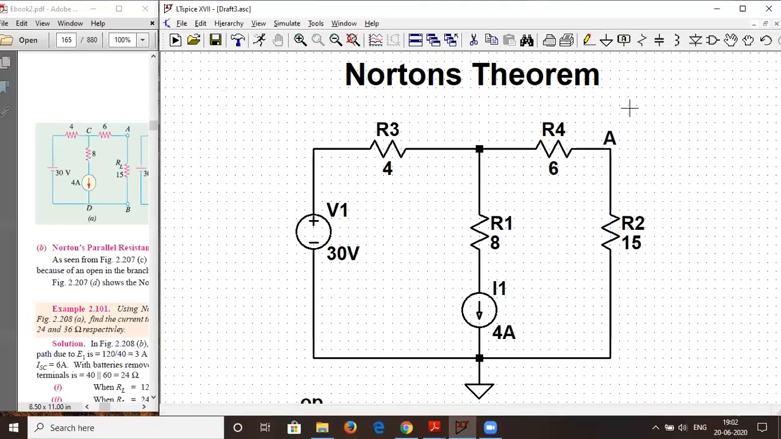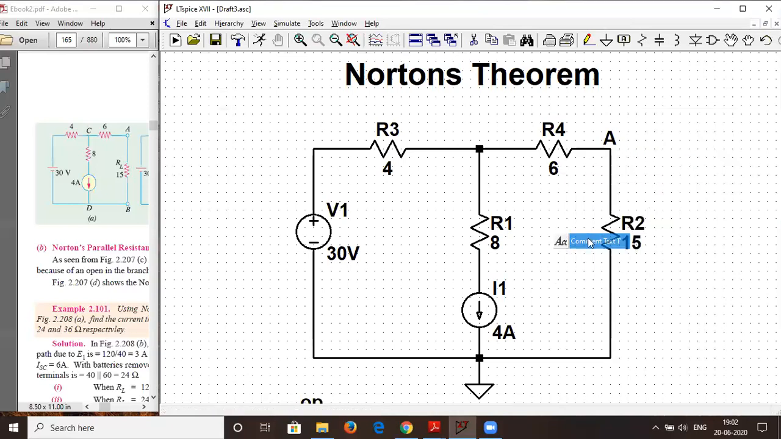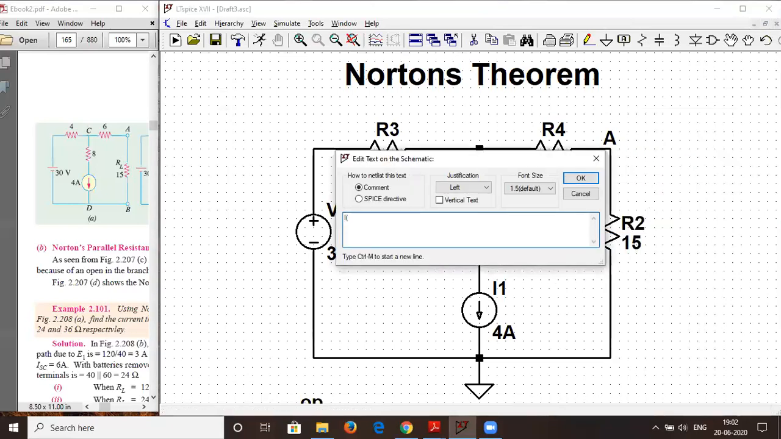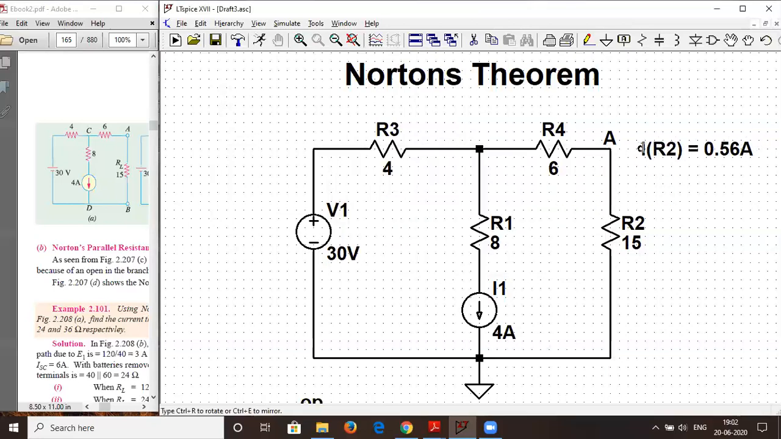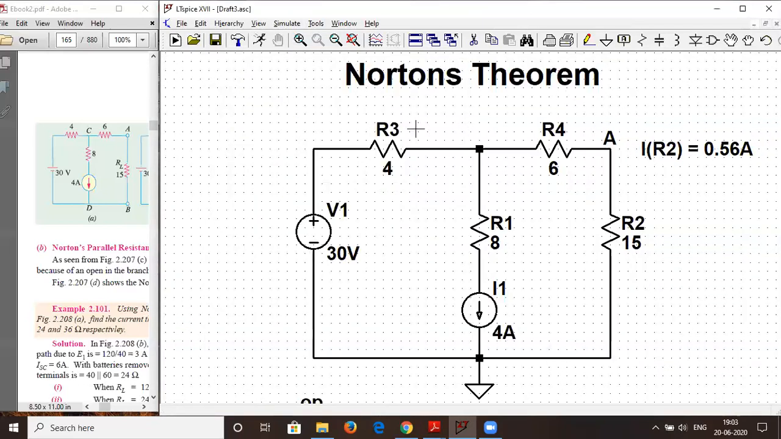Okay, so let us directly write the answer at the first step, and then we'll come back to it. So I of R2, here it is R2, is equal to 0.56. Let us run that again and cross check. We have to get this value using Norton's theorem. Yeah, it is around 0.56 amperes. So now we have to apply Norton's theorem. So we'll select a new schematic.